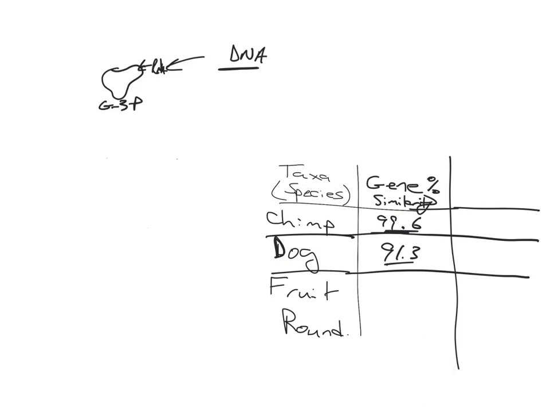Fruit fly is 72%, very different, 72.4% for that gene. And a roundworm is 68.2%. So roundworm's even further out than a fruit fly as far as similarity to humans.